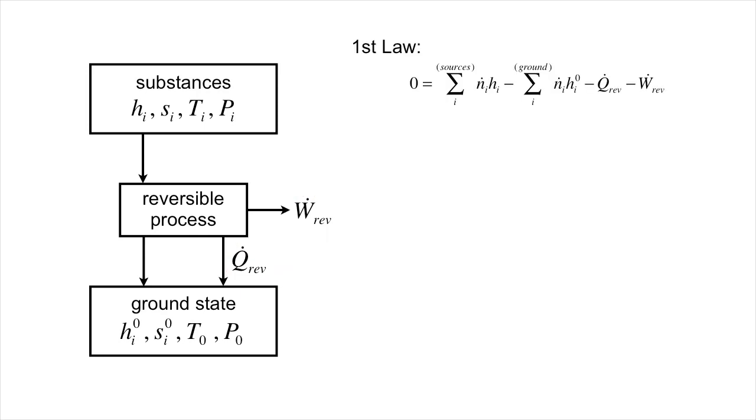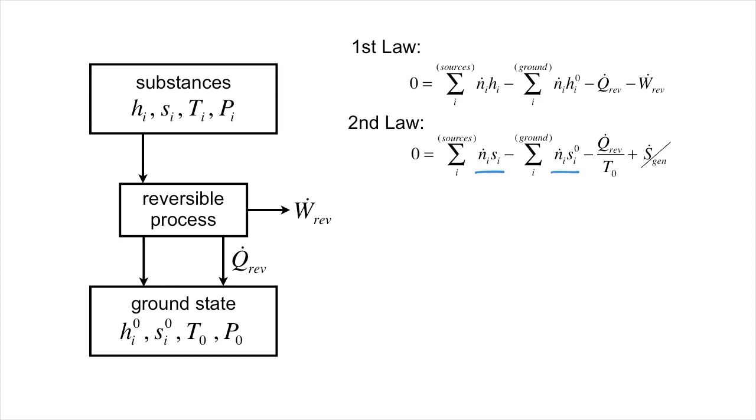According to the first law, Qrev plus Wrev must equal the sum of n dot times H for the source substances entering the process, minus the sum of n dot times H0 for the substances rejected to the environment, where H0 is the enthalpy of the rejected substances in their environmental ground state. Likewise, according to the second law, with Sgen equals 0, Qrev over T0 will be equal to the sum of n dot times S for the source substances entering the process, minus the sum of n dot times S0 for the substances rejected to the environment, where S0 is the entropy of the rejected substances in their environmental ground state.